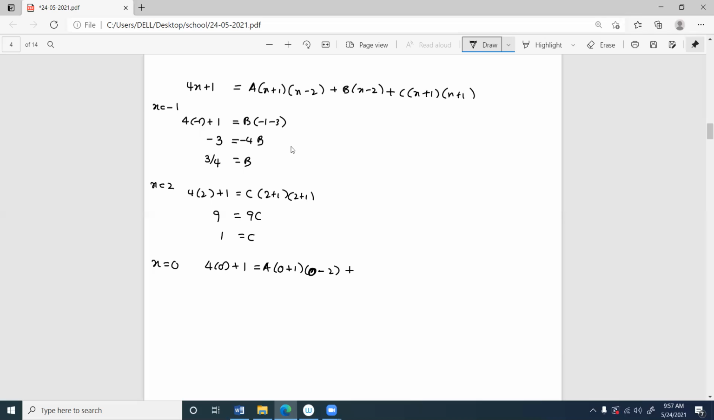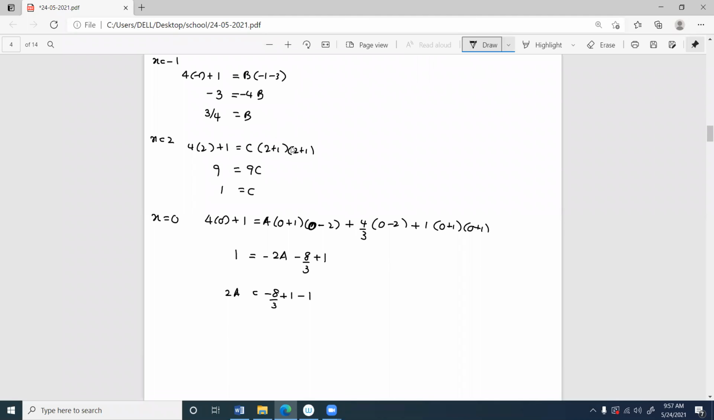Now you know the value for B. Therefore, I can straightforwardly put this. I know the value for C as well. Then it turns up to 1 is equal to minus 2A, which turns up to minus 8 over 3 plus 1. So with this you can say 2A equals minus 8 over 3 plus 1 minus 1.